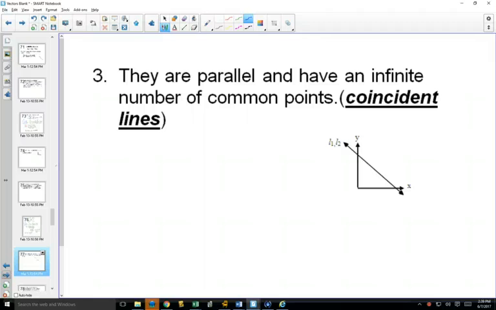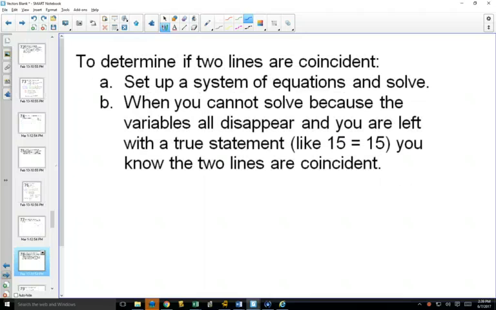And the last possibility in 2 dimensions is you have 2 parallel lines that are exactly the same. These are called coincident lines. So they're right on top of each other. You will have an infinite amount of solutions. So how do we determine that?